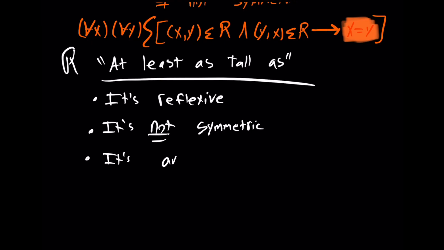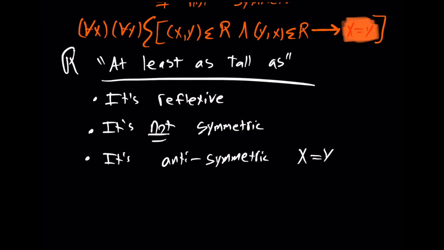However, it's anti-symmetric, because if Plato is at least as tall as Aristotle and Aristotle is at least as tall as Plato, then they must have the same height, because then x would equal y. So other anti-symmetric relations include greater than or equal to. Another one would be less than or equal to.